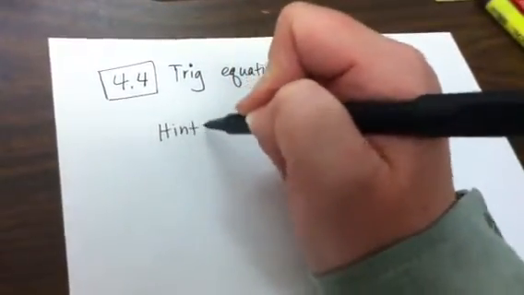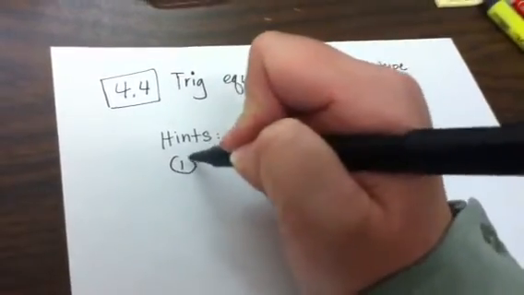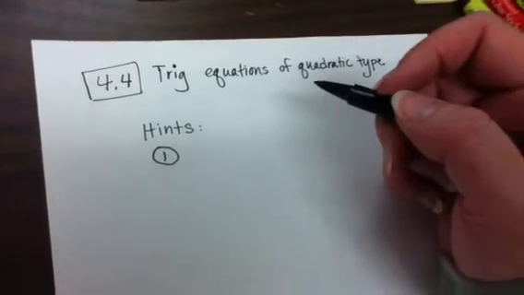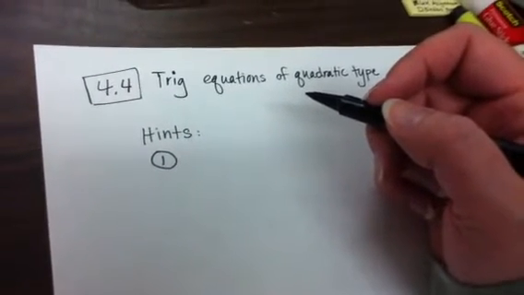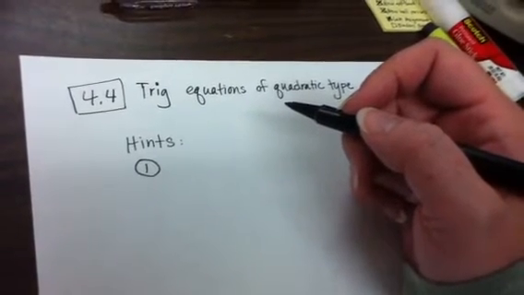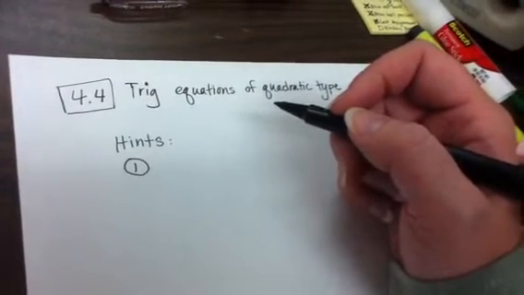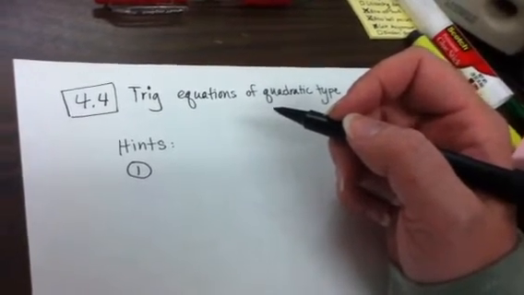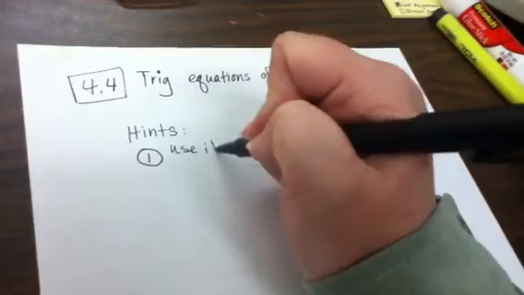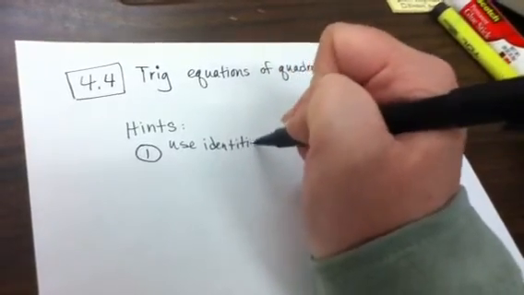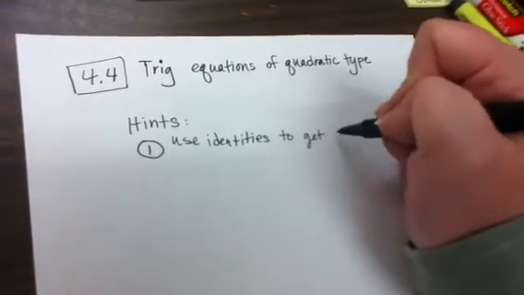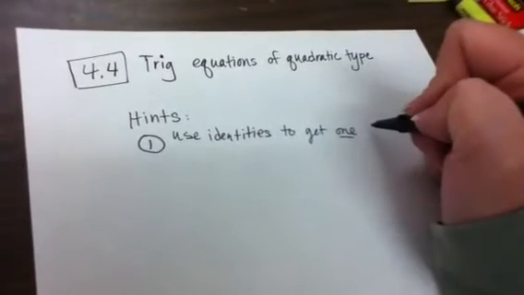So here's some hints. One thing you can do when you're solving problems that are like trig problems, quadratic problems, you can use identities. Let's say you have a problem that has both a sine and a cosine in it. You could use an identity, like a Pythagorean identity, to change one of them to the other, so that all you have is sines or all you have is cosines. So that's the first thing. Use identities to get one trig function.